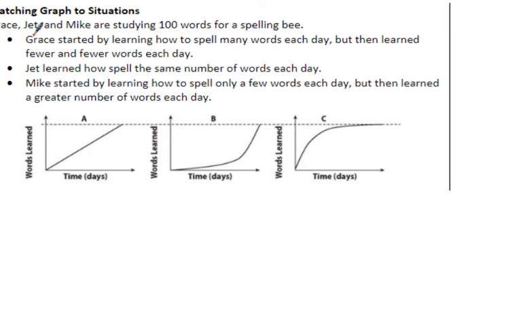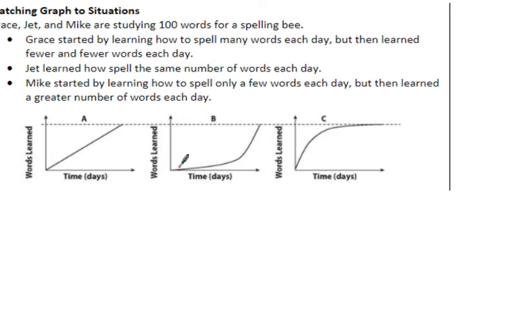So if we look at Grace's, it says that she started to learn lots of words each day. Then she learned fewer and fewer words each day. So this means it's pretty steep, right? Lots and lots of words, so high number, but then less and less. And this also means that her rate changed, right? It wasn't steady because it was first a lot of words and then not very many words. So we want to look for a graph that has a lot of words, but then slowly goes down. So these are the 2 that change.